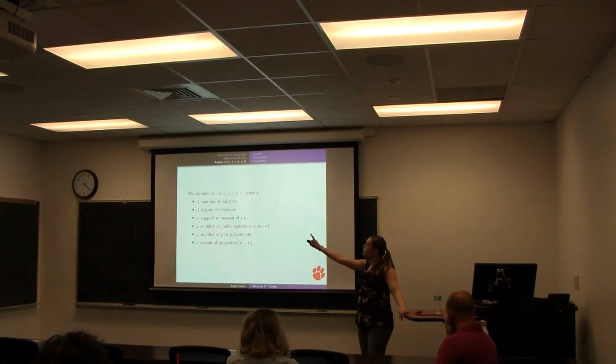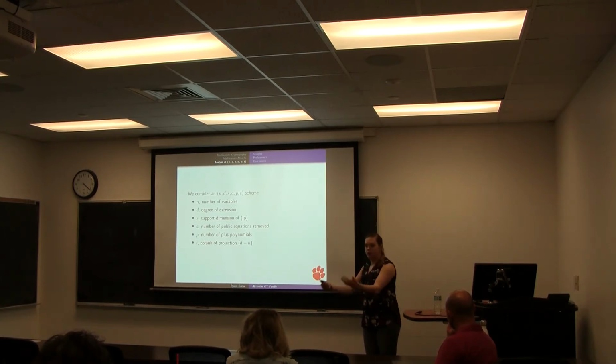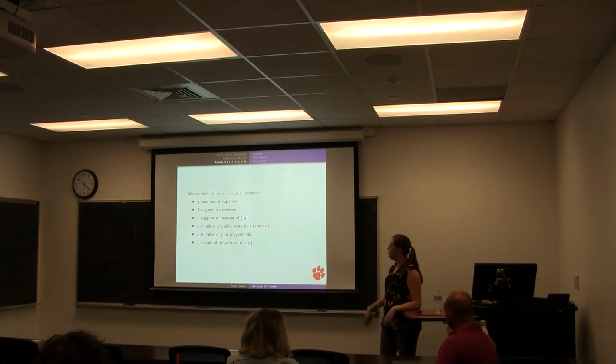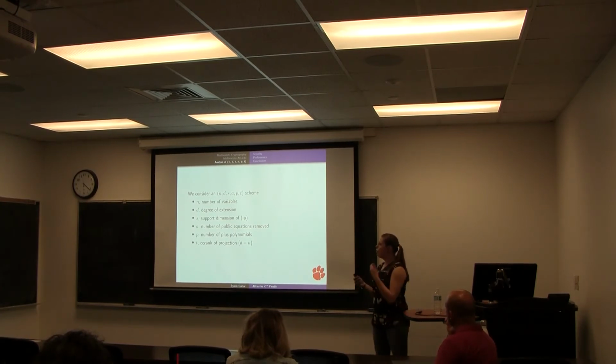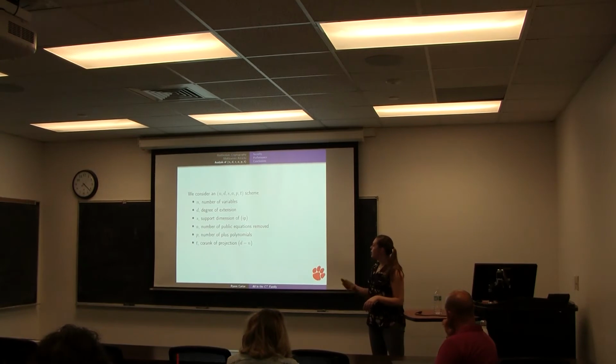And again, what we're talking about is this ND-SAPT scheme, wherein I'm going to have an input, and it's going to be the vector space F sub q to the n. K is going to be a degree d extension of F sub q. S is the support dimension of IP. I'm going to delete a public equations. I'm going to append p plus polynomials at the end of my public key. And then t is just the co-rank of the projection.